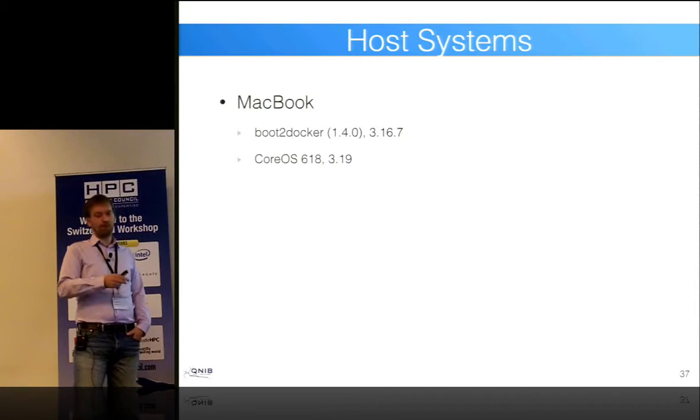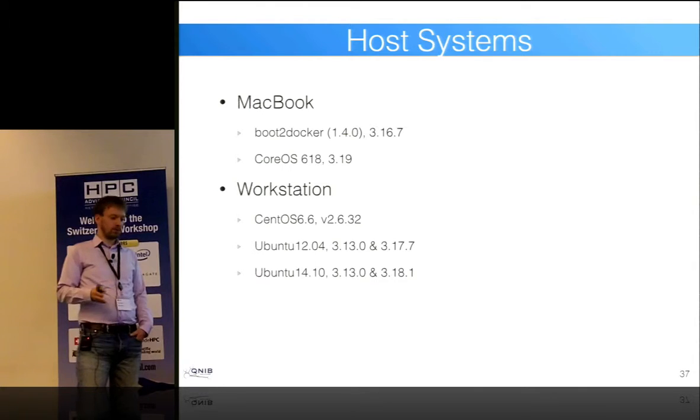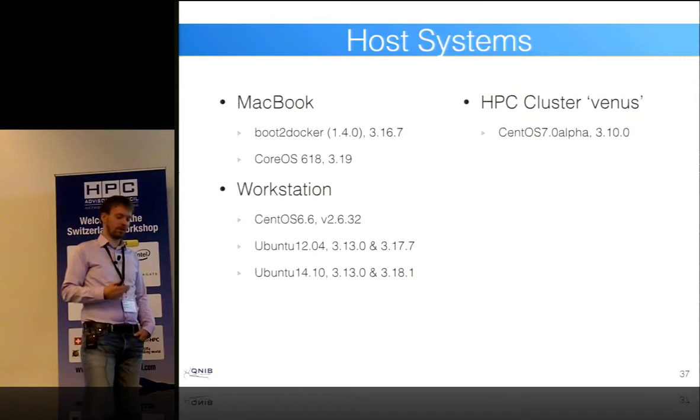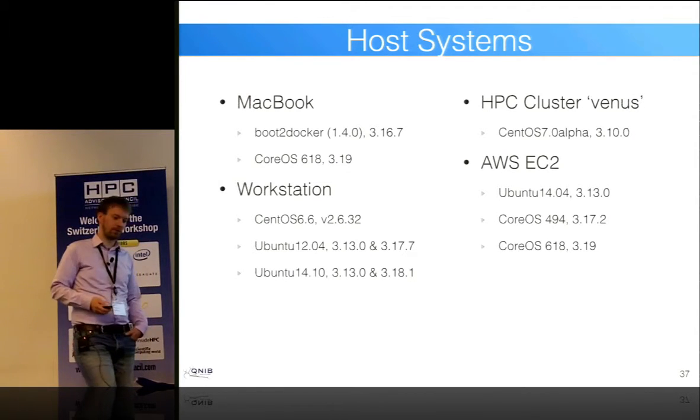As host systems on top of my testbed, once I used boot2docker, which was back in the day 1.4.0 with the 3.16.7 kernel version. And this week I also conducted the same tests with CoreOS, the recent version, which uses 3.19 as a kernel. On the workstation I used CentOS 6, Ubuntu 12 and 14 with different versions of the kernel. On the HPC cluster there was CentOS 7 with 3.10, and on AWS I used Ubuntu 14, the AMI for that, and CoreOS, in different flavors as well.